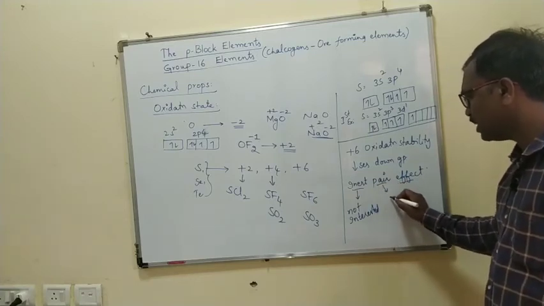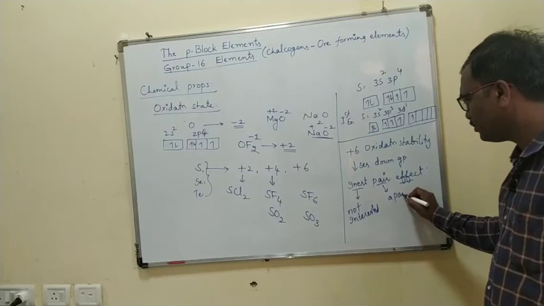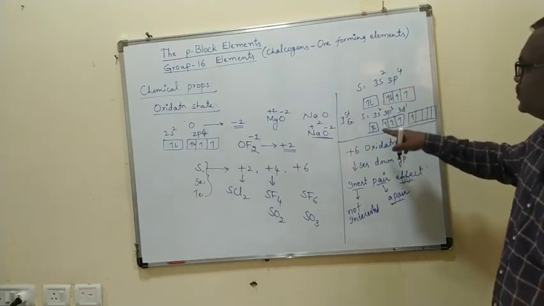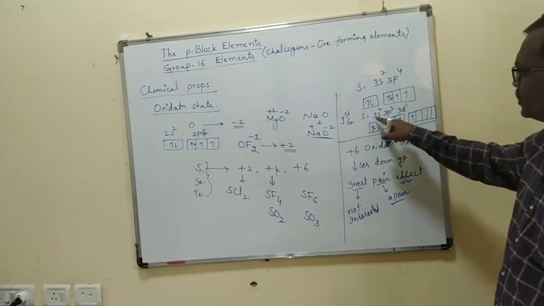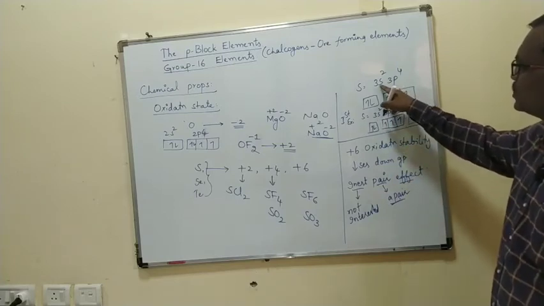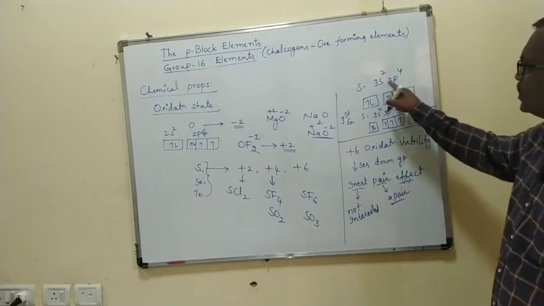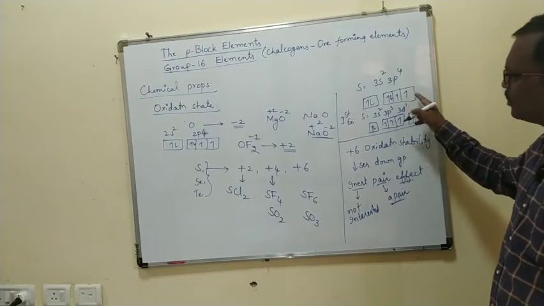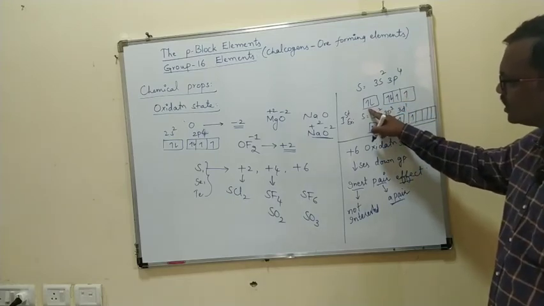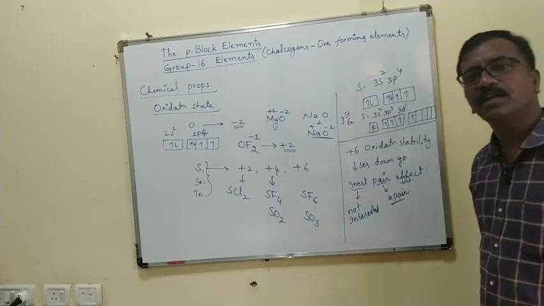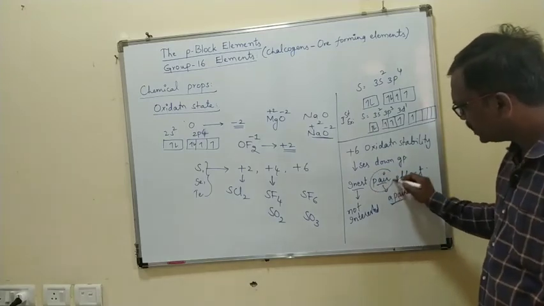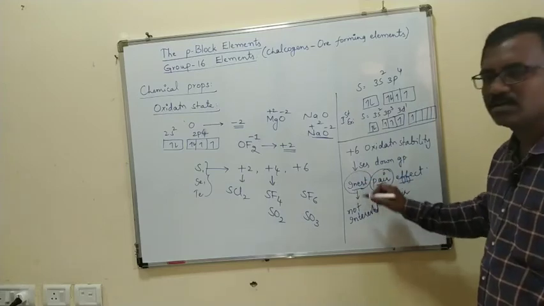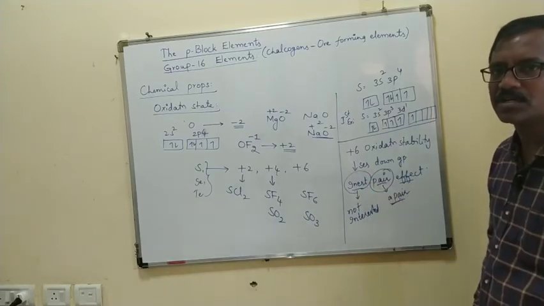Which electrons? A pair of electrons. Right? So this one, if you see this one, 3s2 3p4. So these 4 electrons are involved in the bond formation, but the s electrons are not willing to participate. So pair means which pair? S electron pair. What is the meaning of inert? Inert means it is not interested to participate.